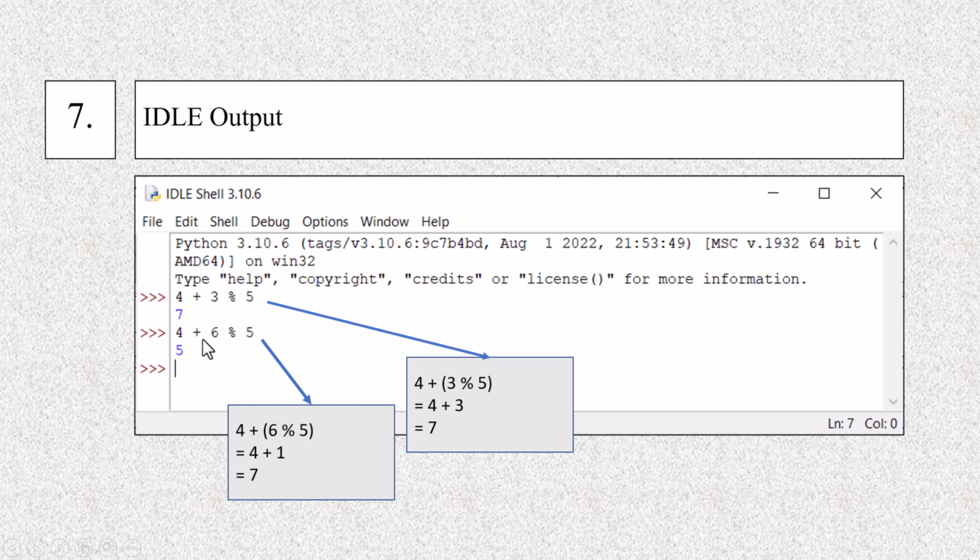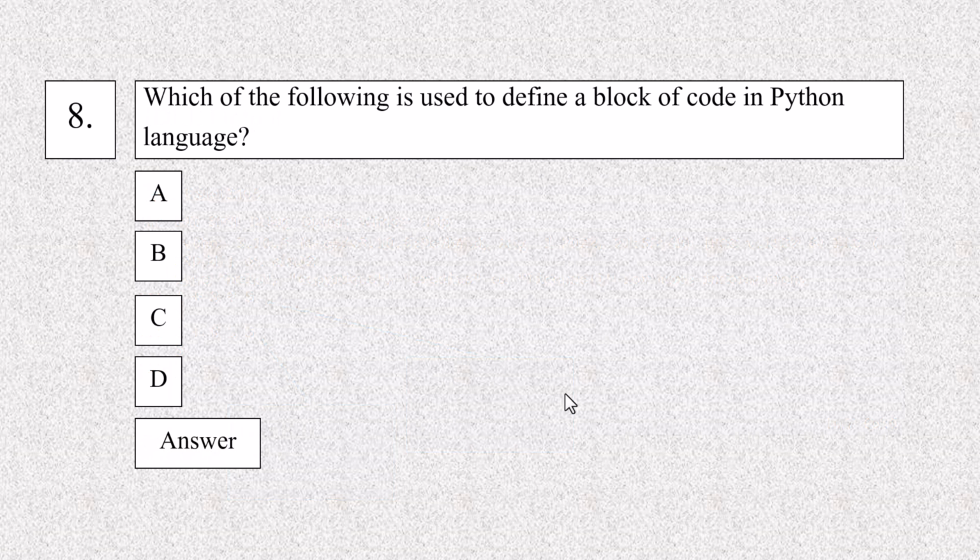And if we run 4 plus 6 modulus 5, it will give 5, and you can see the simplification here. So let's go to the next question.